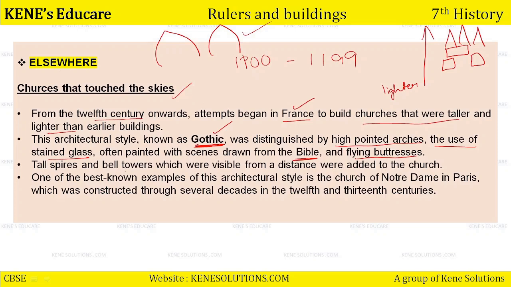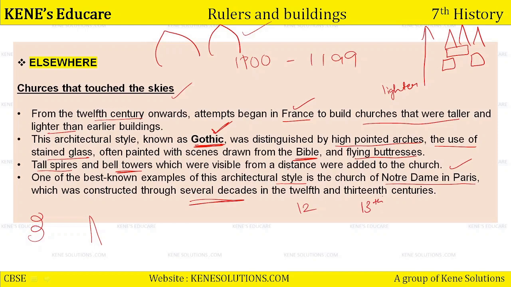Tall spires and bell towers, which were visible from a distance, were added to the church. Now two very important things were added to the church, the tall spires and the bell towers. Okay, I will show you the image also of how these churches having the Gothic style of architecture used to look. One of the best examples of this architectural style is the Church of Notre Dame in Paris, which was constructed through several decades in the 12th and the 13th centuries.